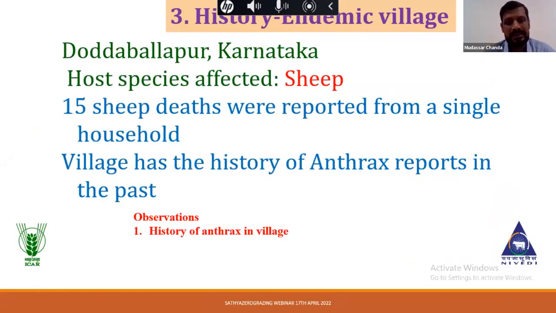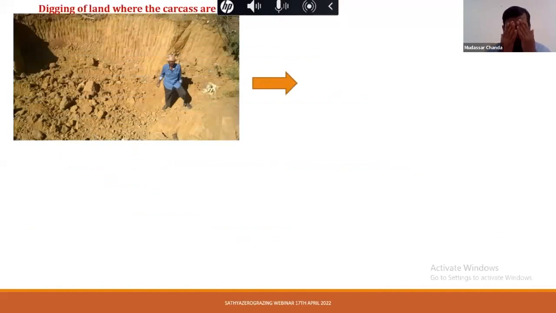And this is one more interesting example when we tried to collect the history. Based on the history, the host species was sheep, and more than 15 sheep died from a single household. Why I'm showing this is, when you try to collect histories, I'll show you in the photographs also. The village has a history of anthrax, so history taking is very important here. When we investigated, we found that the person who's standing there, this is the place where the dead animal carcasses are buried. And there is a history of anthrax in this village.